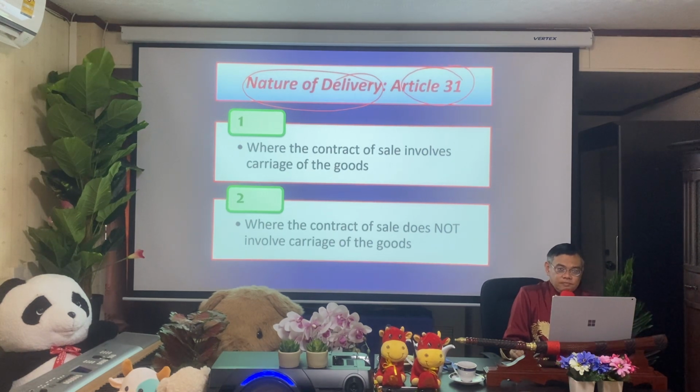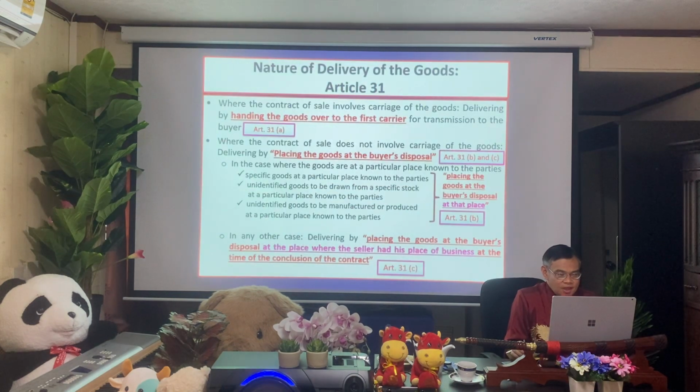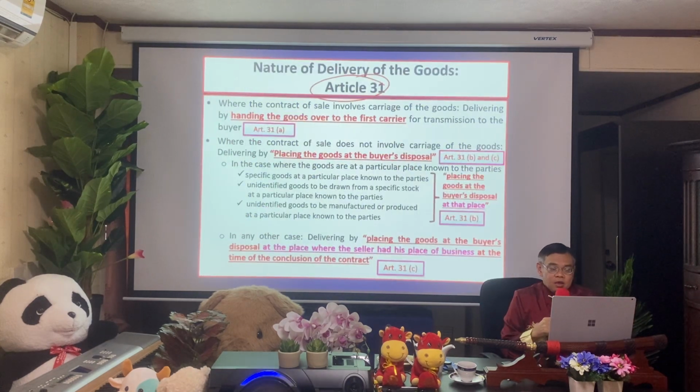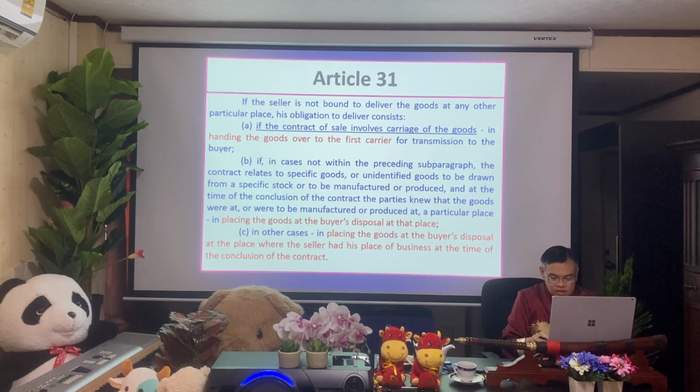Article 31 distinguishes the nature of delivery into two situations. The first one is where the contract of sale involves the carriage of the goods. And the other one is where the contract of sale does not involve the carriage of the goods. This is what is seen in Article 31. Look at the rules which are contained in this Article 31. I'm not going to just read the wording in full detail. We are going to give you this picture in order for you to understand the rules which are contained in Article 31.